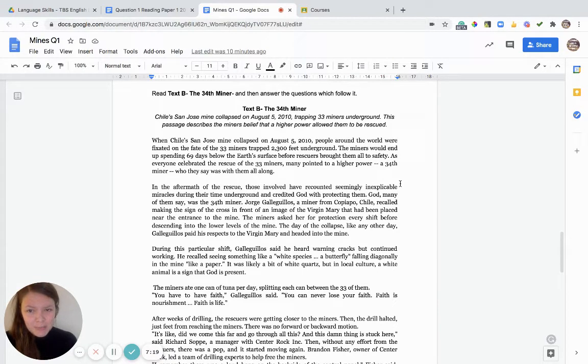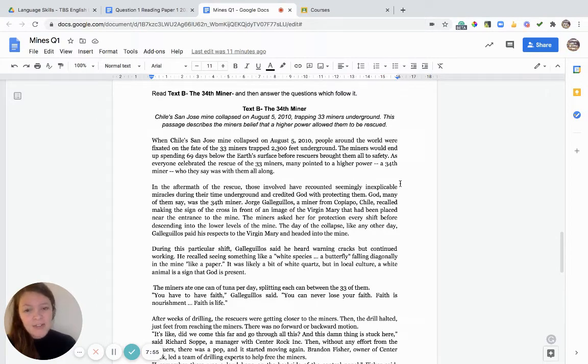Chile's San Jose mine collapsed on August 5th, 2010, trapping 33 miners underground. This passage describes the miners' belief that a higher power allowed them to be rescued. When Chile's San Jose mine collapsed on August 5th, 2010, people around the world were fixated on the fate of the 33 miners trapped 2,300 feet underground. The miners would end up spending 69 days below the Earth's surface before rescuers brought them all to safety. As everyone celebrated the rescue of the 33 miners, many pointed to a higher power, a 34th miner, who they say was with them all along.